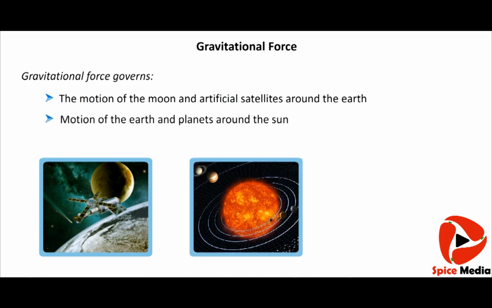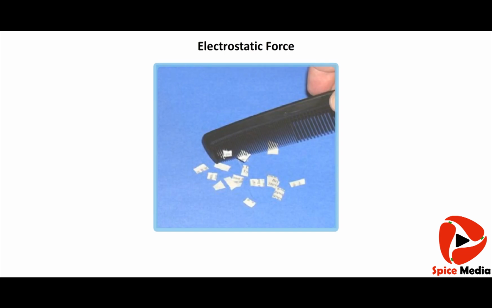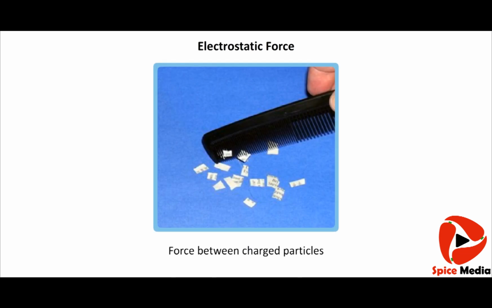Gravitational force. All objects on the earth, for example, experience the force of gravity due to the earth. It is a universal force. Gravity governs the motion of the moon and artificial satellites around the earth, motion of the earth and planets around the sun, and also the motion of bodies falling to the earth.